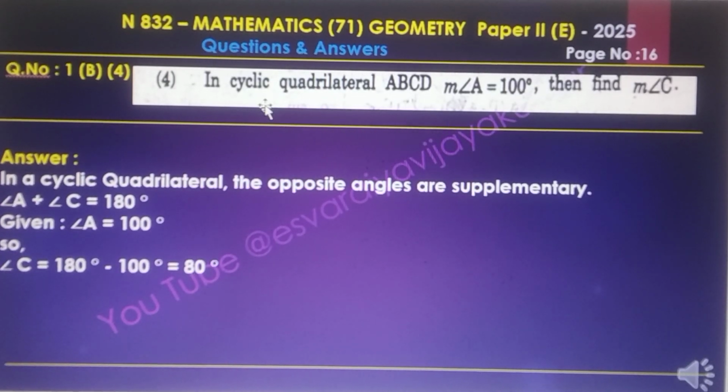And this question number 4. In cyclic quadrilateral ABCD, angle A equal to 100 degrees, then find angle C. Angle A plus angle C equal to 180 degrees. A equal to 100 degrees, C equal to 180 minus 100 degrees. Finally, we are getting 80 degrees.